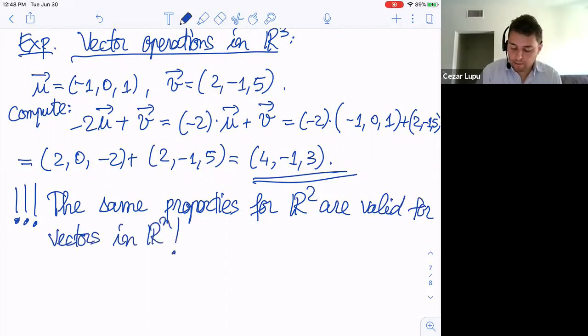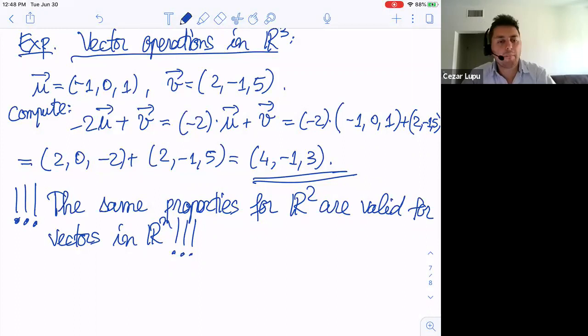The same. So you can add them. The addition is closed. You can subtract them. It's the same thing. You have the associativity property, so it doesn't matter which way you add them. You can add the null vector in Rn, which gives you the vector back. You can define the opposite vector, so you can define negative u and so on.